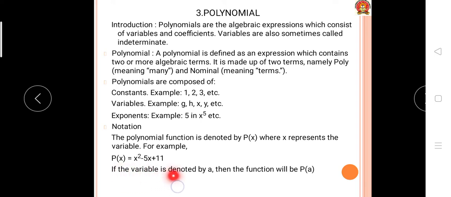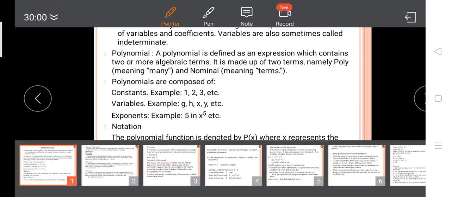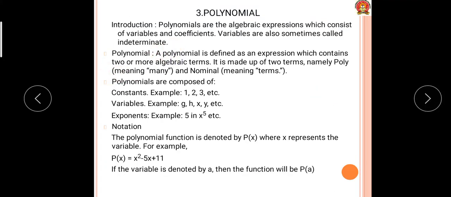So if the variable is denoted by a, then how to write this polynomial? Here it is the x variable, so it is p of x. If the variable is a, p of a. Variable is y, p of y. Variable is z, p of z. So when the variable is changed, this bracket notation is changed. This p is the same, p is not changed. So this is the definition, elements and the notation of a polynomial.